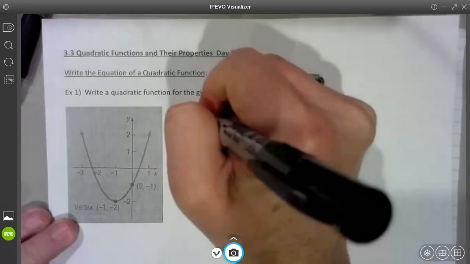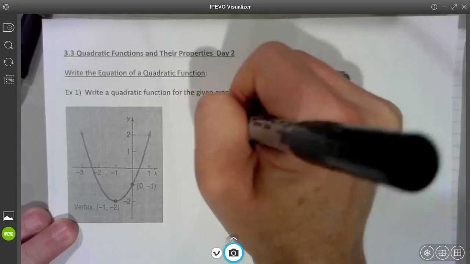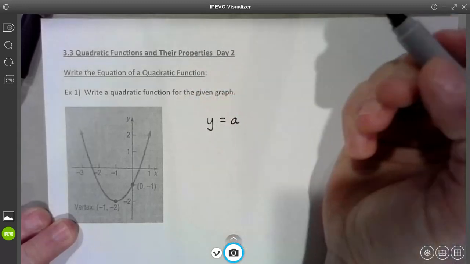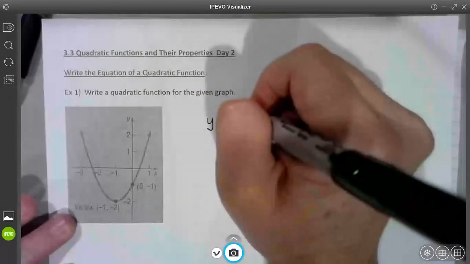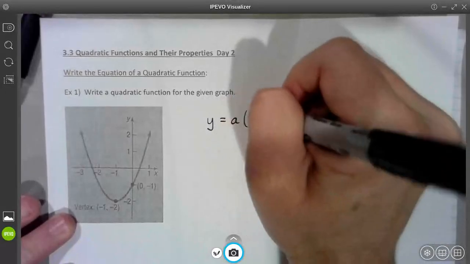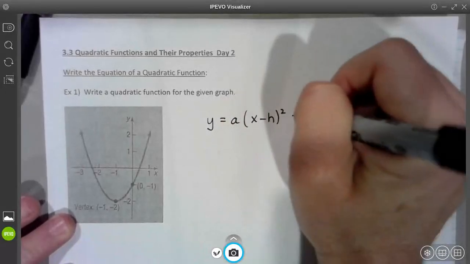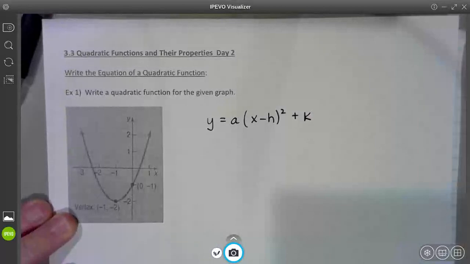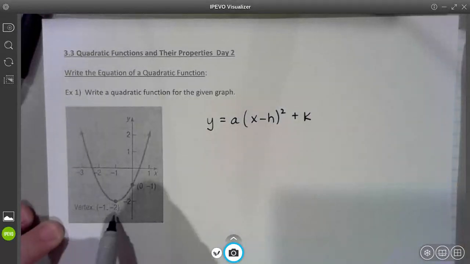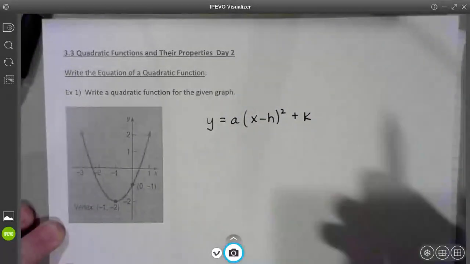So we're going to start with the vertex form of a parabola. I mean, technically it said function, so you could put f of x instead of y. I probably should have. Okay, so we know the vertex is (-1, -2). So we can plug that in for h and k right away.